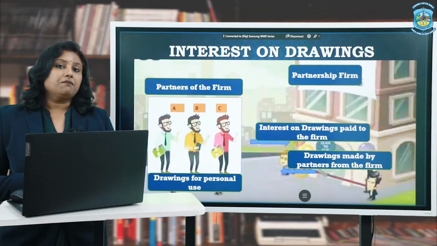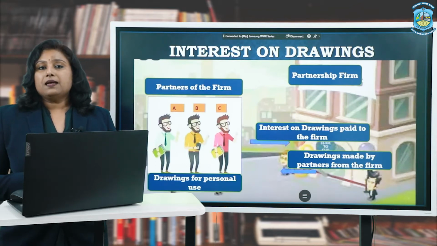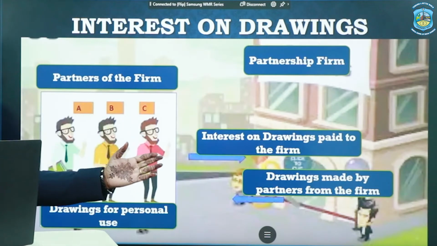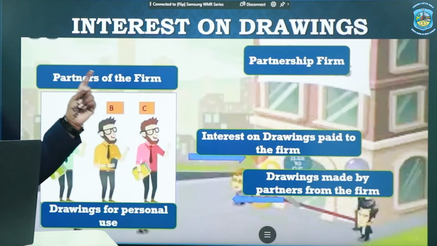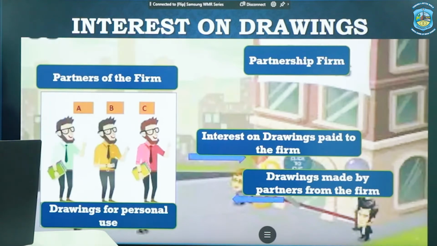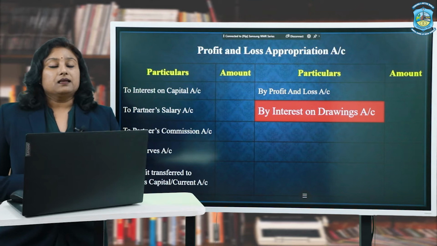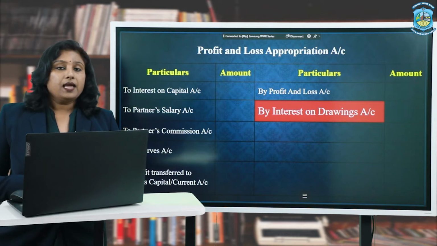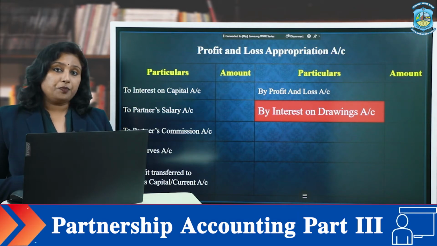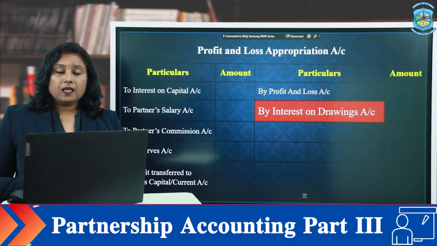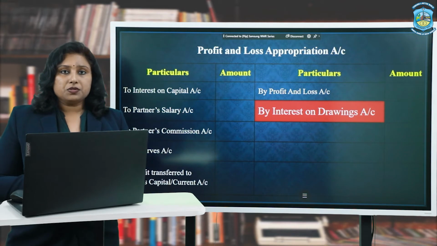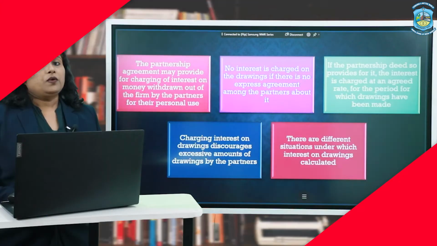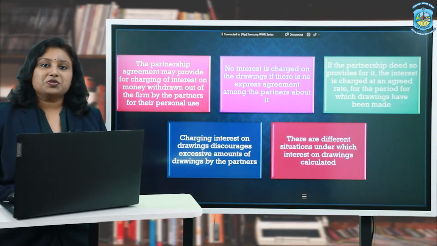Now, whenever the drawings are made by the partners for their personal purpose, some interest on drawings is charged, which is an income for the firm. So, as soon as the partners withdraw some amount from the firm, the firm would charge some interest on drawings on the partners, which will be paid by the partners to the firm. As I said, interest on drawings is an income for the firm because they would be receiving this amount from the partners. Hence, it is shown on the credit side of the P&L appropriation account as an increase in the net profit, and thus increasing the entire sum to be distributed or appropriated among the partners in these various ways.